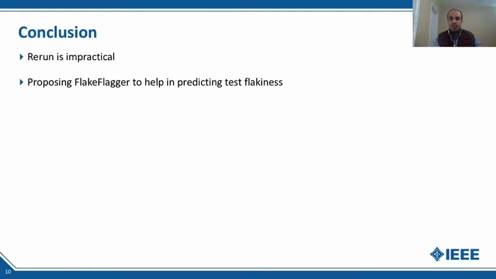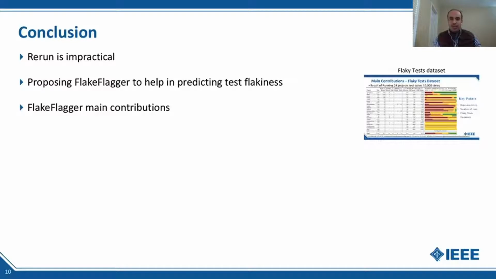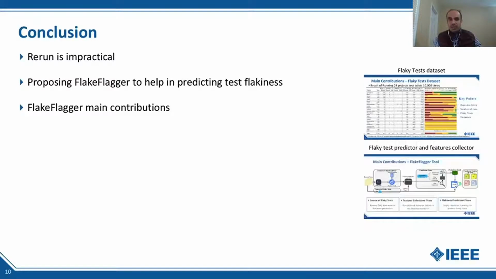In the conclusion, we showed that rerunning tests many times may not be practical because it is expensive. So we try to help by proposing FlakeFlagger, which is a tool that predicts which tests in a test suite have flakiness without the need to rerun them. This work has 2 main contributions. First, we provide a rich flaky test dataset, which hopefully helps researchers who study test flakiness. Second, we propose a feature collector and flaky test predictor.